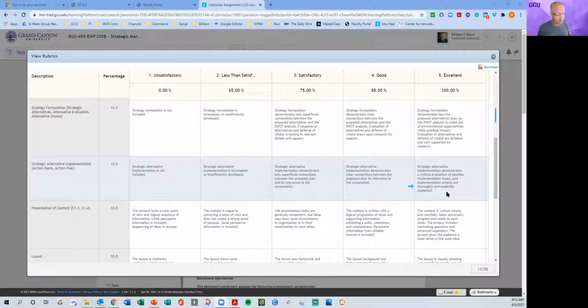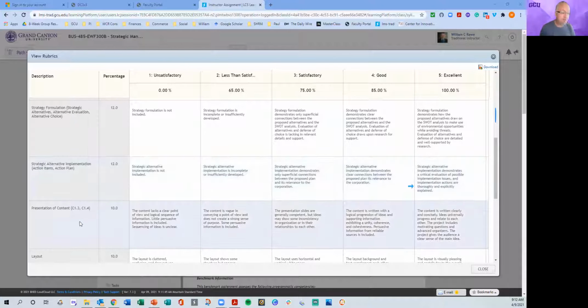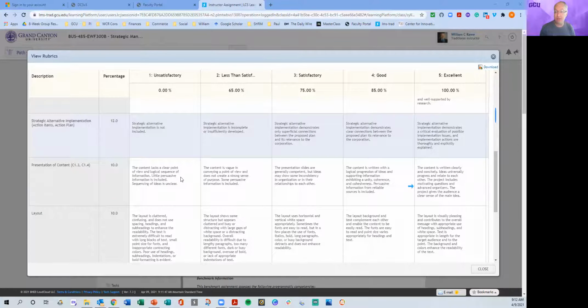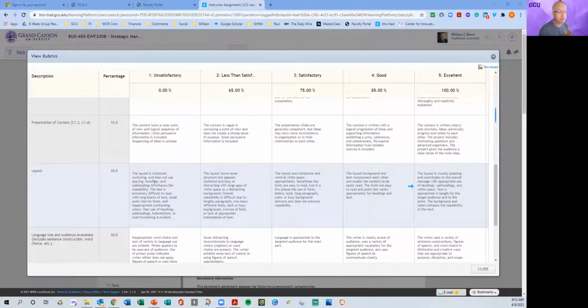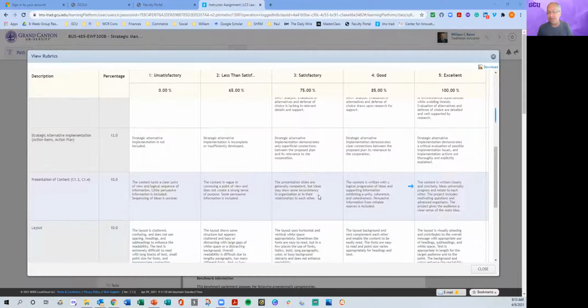I'm not giving you a limit on the length of the PowerPoint. I'm not telling you how many slides it needs to be. We'll look in a minute and see if the directions give you a number. But keep in mind also that there are other areas that you're going to be graded on. The presentation of the content needs to be written clearly. It needs to be written concisely, actually, right there.